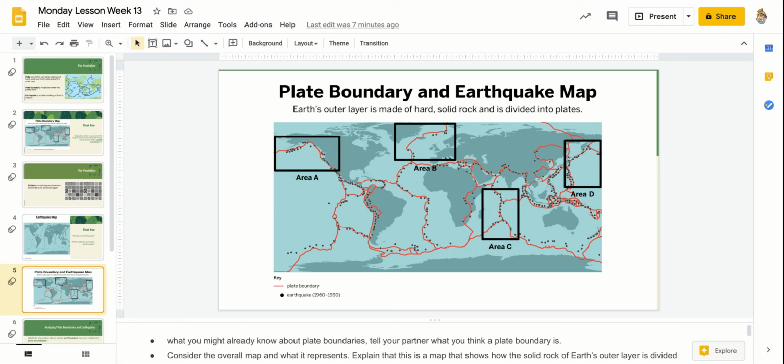Where do you notice the black dots seem to be placed on this map? Are they placed in similar areas? Are they placed along the red line?